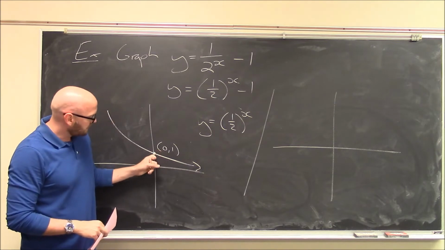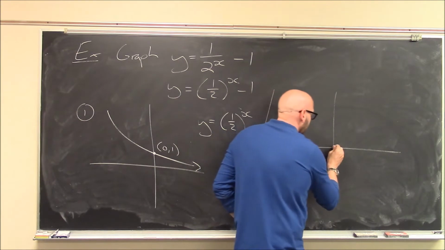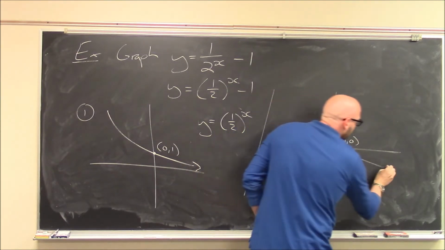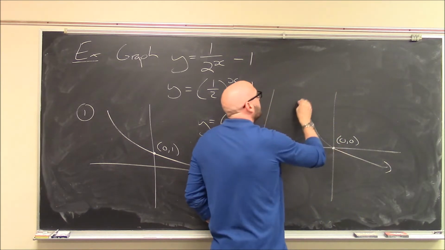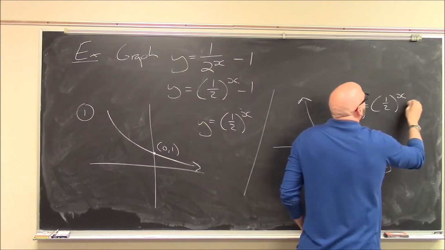In particular, if I take the y-intercept and shift it down 1 unit, it's going to go right through the origin. So there's 0, 0. And a sketch of the rest. Something down there, and something like that. So y equals 1/2 to the x minus 1.